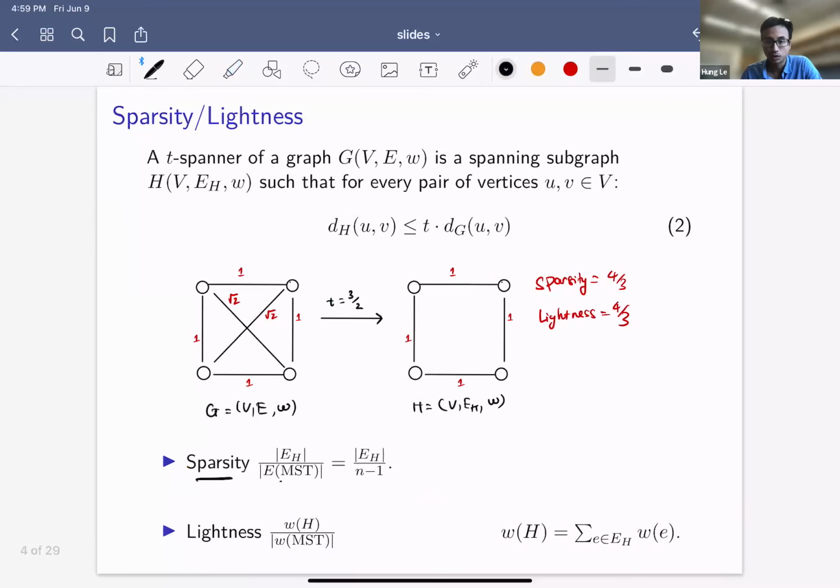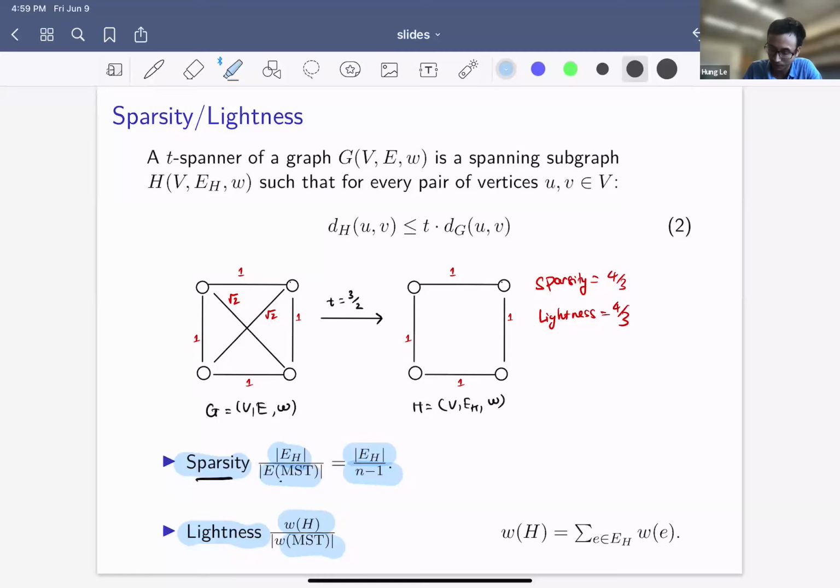There are two quality measures that we're interested in. The first is sparsity, which is the number of edges of the spanner over the number of edges of the MST, which is equivalent to the number of edges of the spanner over n-1. And the second measure is lightness, which is the weight of the spanner over the weight of the MST.